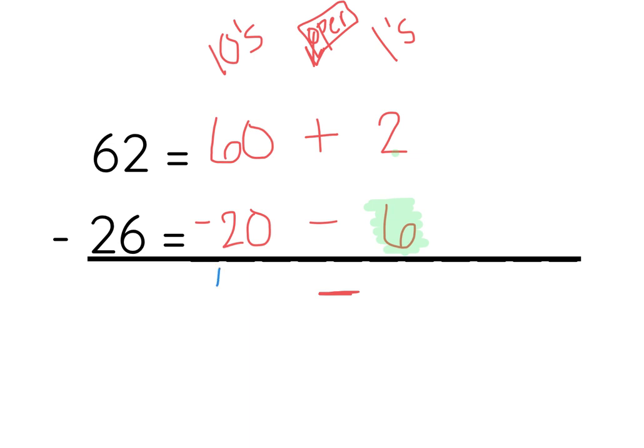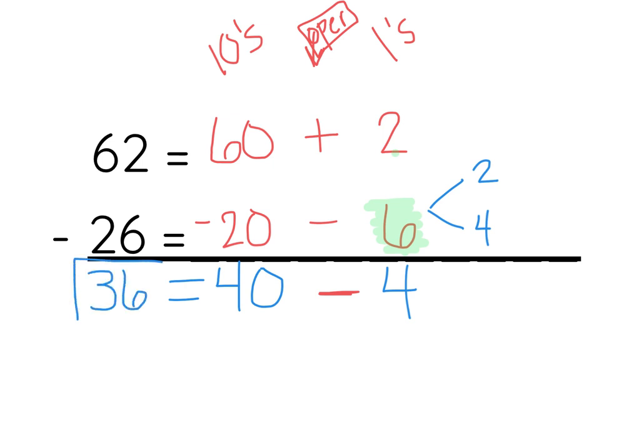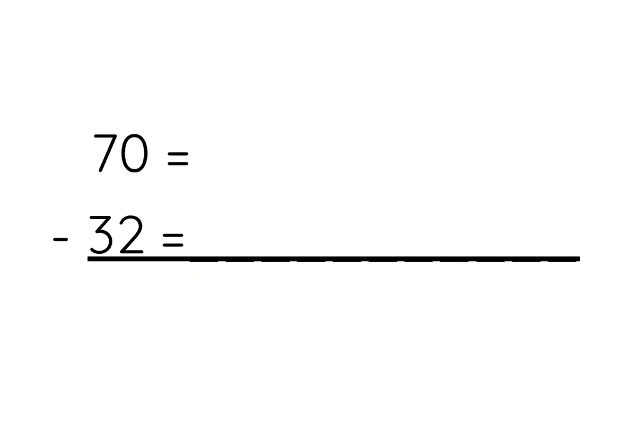60 minus 20 equals 40. 2 minus 6. Well, if I subtracted 2 first, I'm at 0, and then I need to subtract 4 more. So 40 subtract 4. I know my partners, so I know that it needs to have a 6 to get to that next 10. So 36. Great. Good thing.